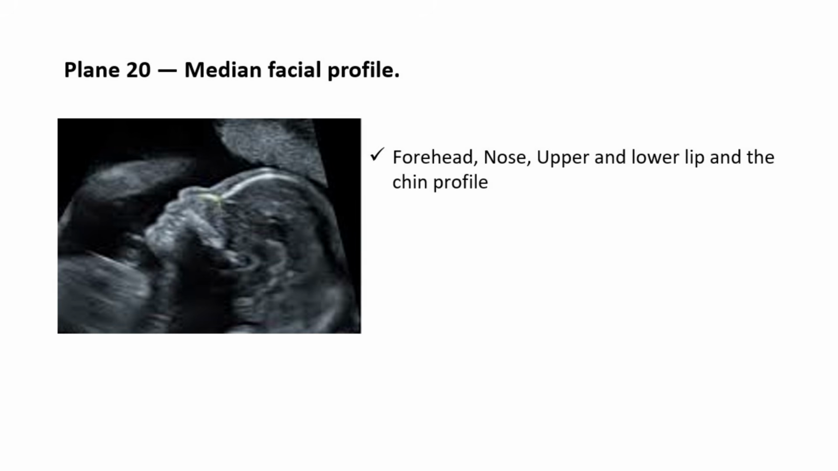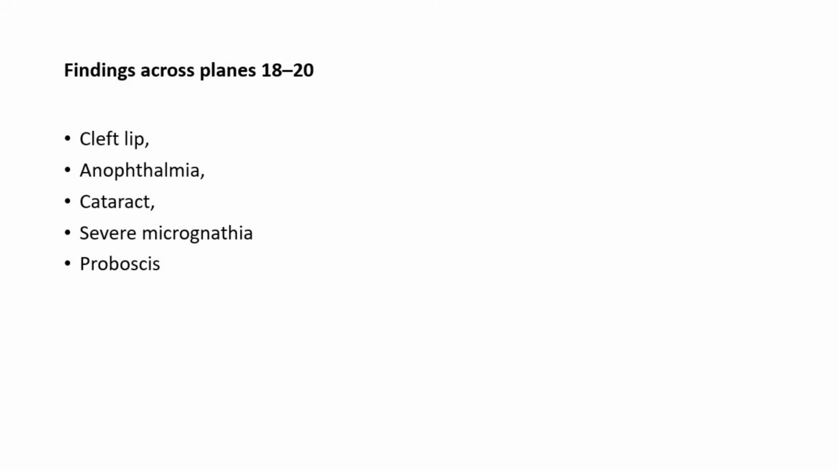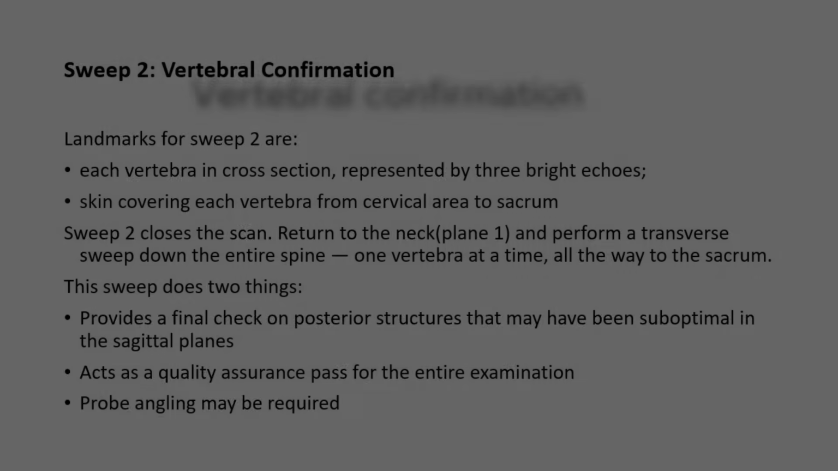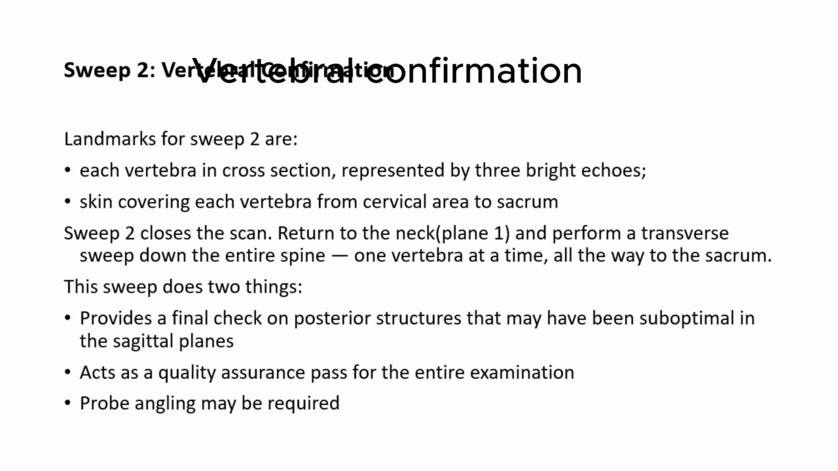Findings across planes 18 to 20: cleft lip, anophthalmia, cataract, severe micrognathia, and proboscis. Sweep 2. Vertebral confirmation. Sweep 2 closes the scan. Return to the neck and perform a transverse sweep down the entire spine, 1 vertebra at a time, all the way to the sacrum. This sweep does 2 things.